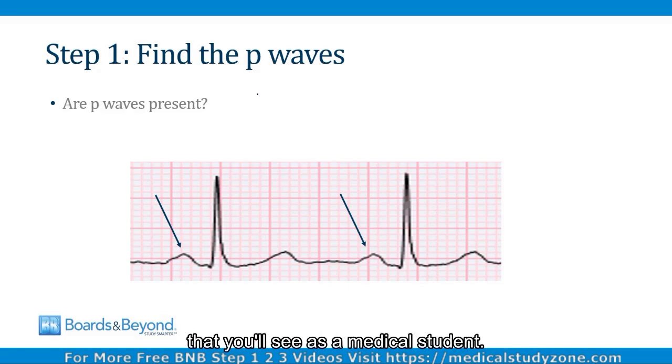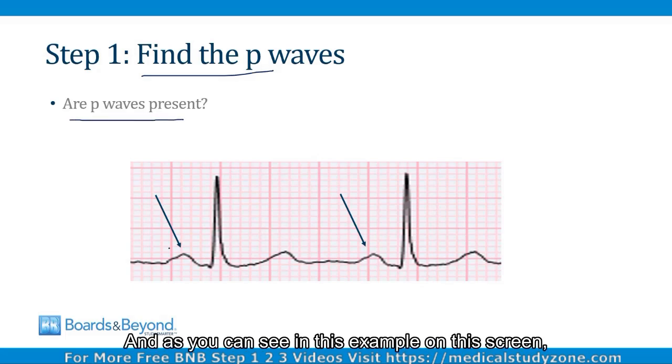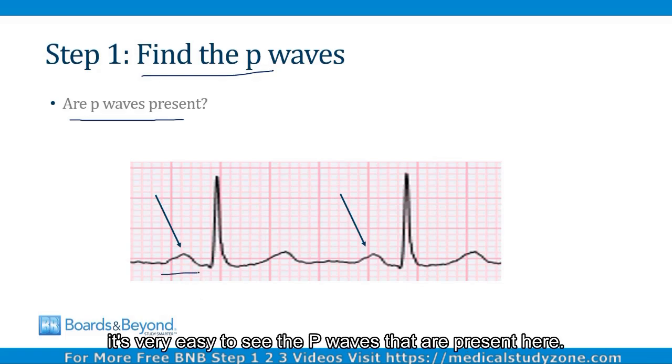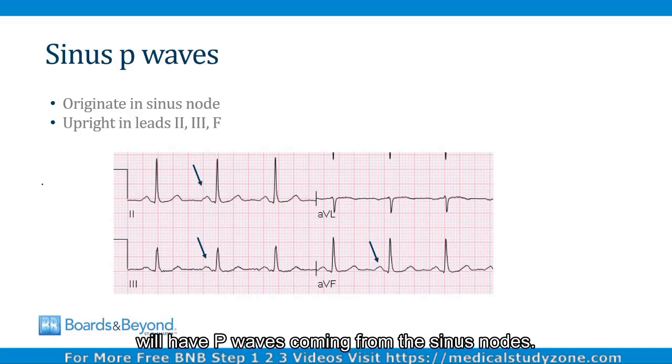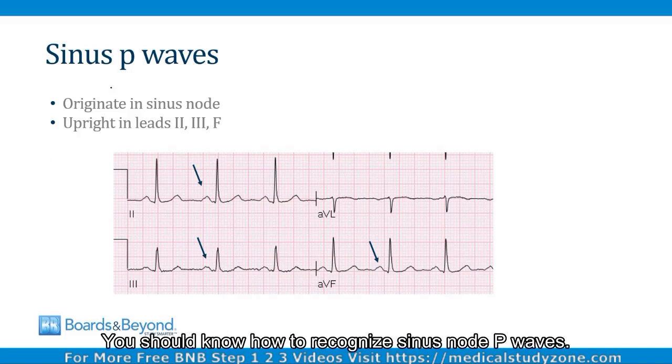As a first step when you're asked to interpret an EKG, I recommend you find the P waves and ask yourself, are P waves present or not? As you can see in this example on the screen, it's very easy to see the P waves. P waves indicate depolarization of the atria, and usually that is caused by depolarization of the sinus node. However, you can have P waves generated from an abnormal focus of depolarization somewhere outside the sinus node, but most ECGs you'll see will have P waves coming from the sinus node.